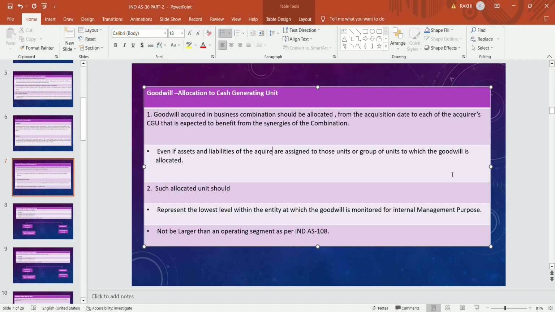Now we are going to discuss goodwill, how we allocate goodwill to a cash generating unit. Whether internal goodwill is to be allocated or recognized in the books. No, internal goodwill is not recognized. Goodwill acquired in a business combination should be allocated, from the acquisition date, to each of the acquirer's CGUs that is expected to benefit from the synergies of the combination. This is to be explained by example.